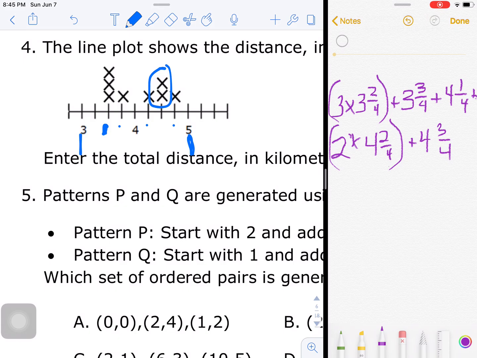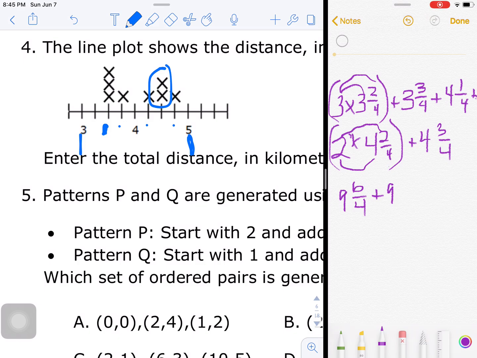So I'm going to simplify what's in parentheses. And 3 times 3 is 9, and 3 times 2/4 is 6/4. Or I have 9, well, I'll just write 9 6/4. And then I'm going to do 2 copies. 2 times 4 is 8, and 2 times 2/4 is 4/4, which is 1 whole, so that would be 8 plus 1 is 9.